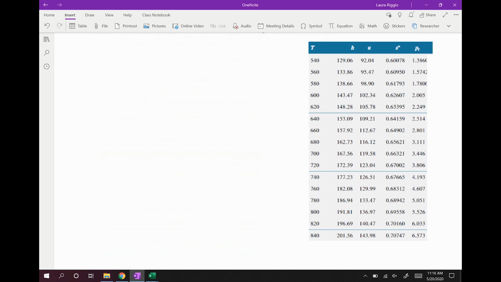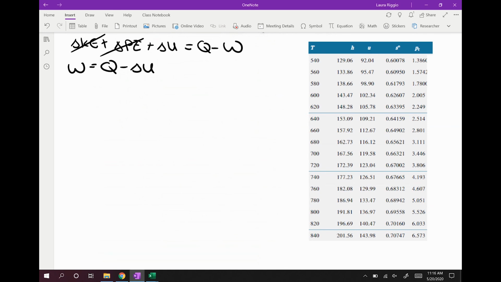So if I write down my energy balance, I have my change in kinetic energy plus my change in potential energy plus my change in internal energy is equal to heat minus work. There's no kinetic, there's no potential. So my work is equal to my heat transfer minus my change in internal energy.